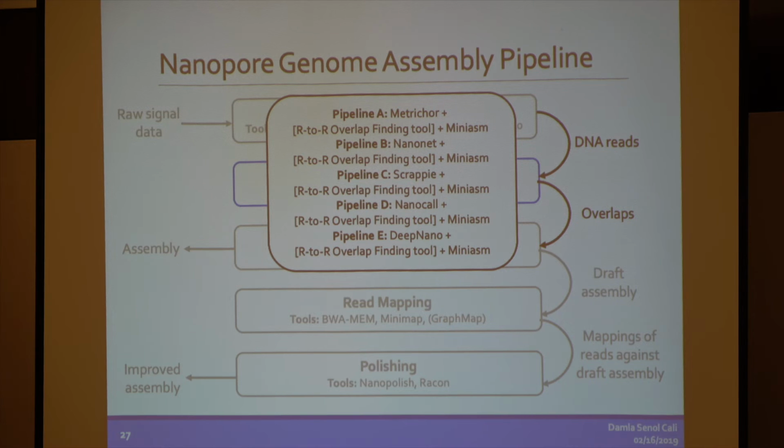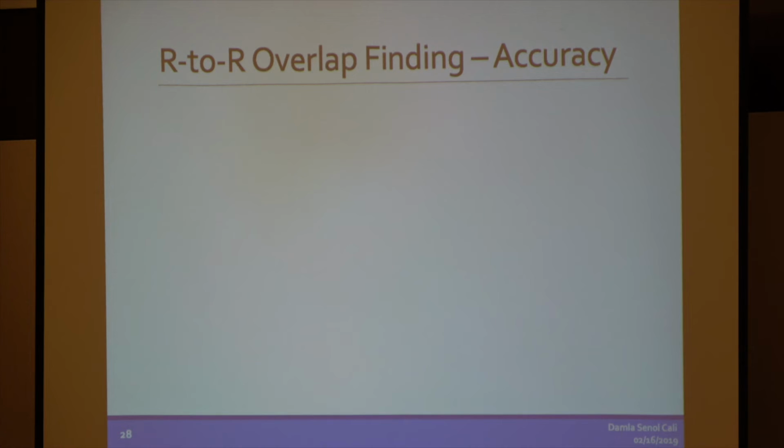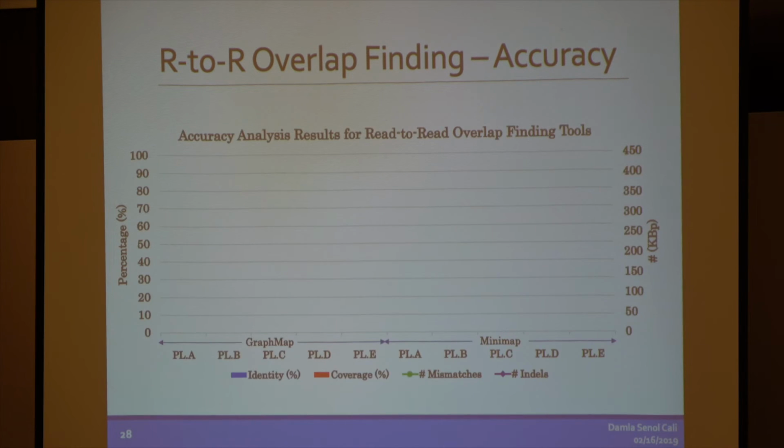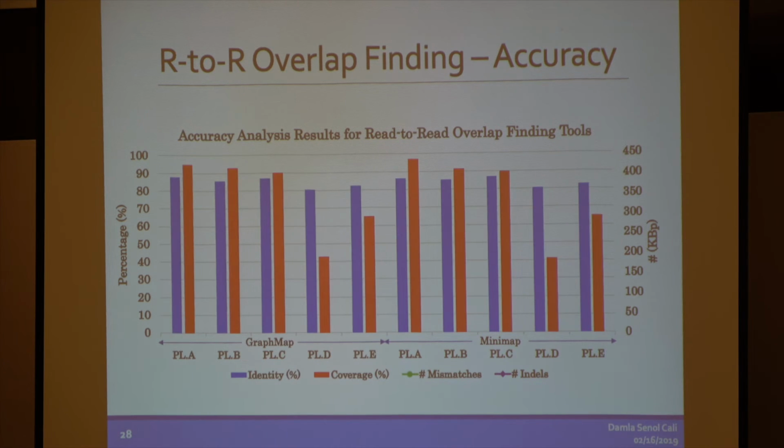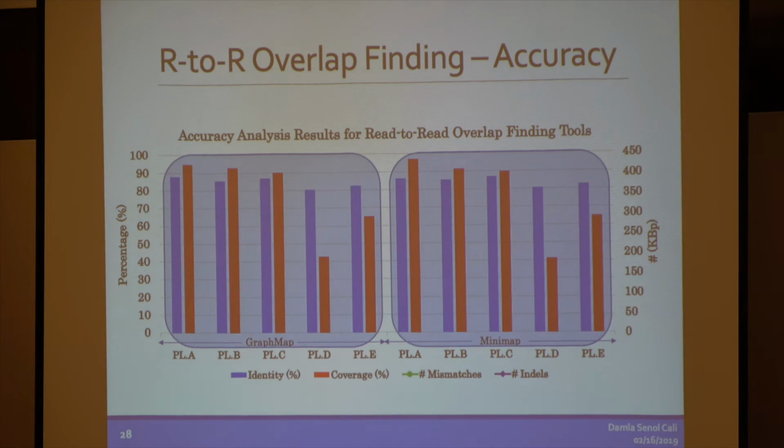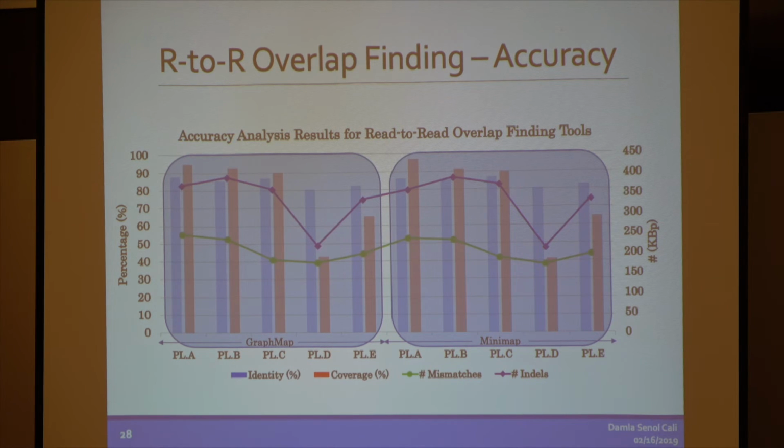And we end up with 5 different pipelines, A to E. Each of them has a different base caller and the same assembler. And this y-axis and x-axis are the same as the base caller plots. So when we group them, and when we look at the trend, we can see that it applies for the mismatch and indel trends.